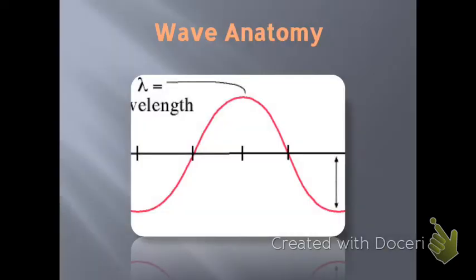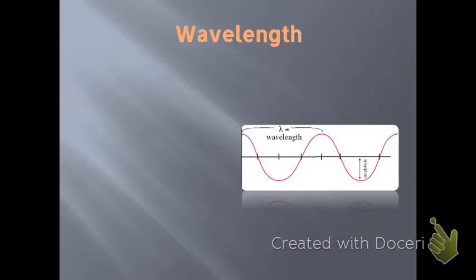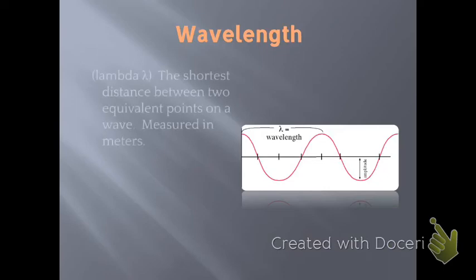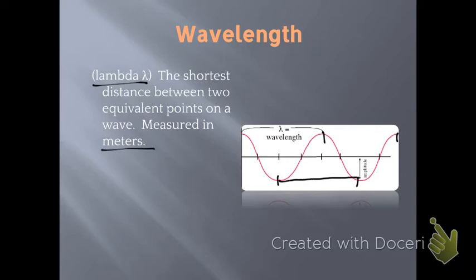Okay, so let's talk about waves. So this is your wave. We call it a transverse wave. There are several parts of the wave we need to know. The first is the wavelength. Lambda is the symbol for wavelength, and it's the distance, usually from crest to crest or trough to trough. This is what's known as the wavelength, and it's measured in meters because it's a length.